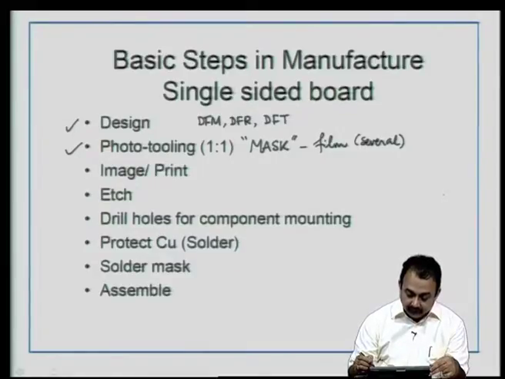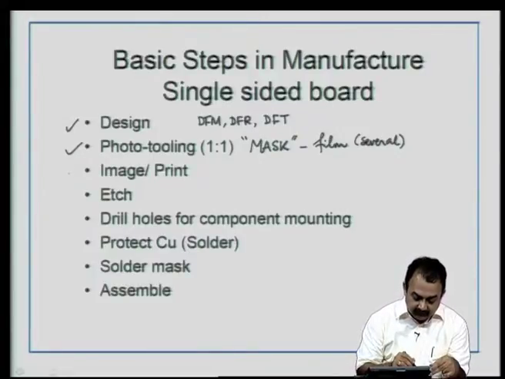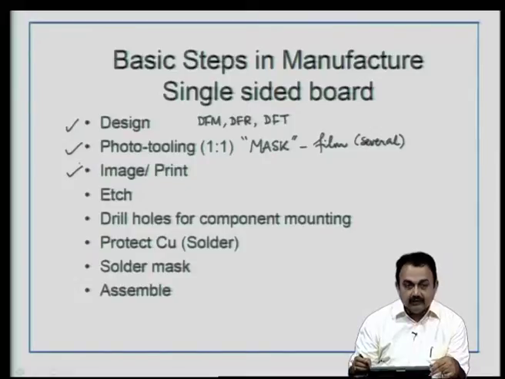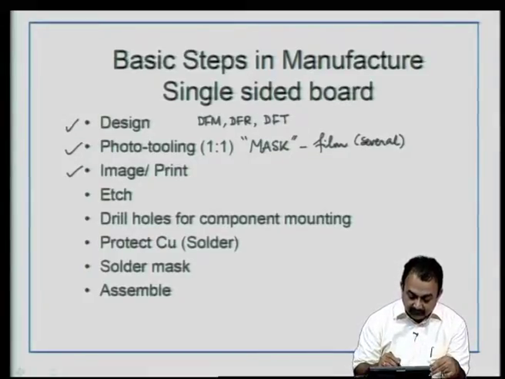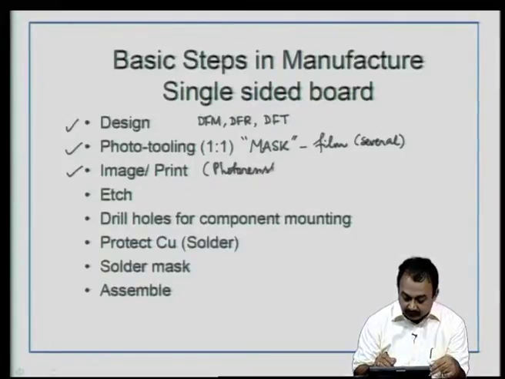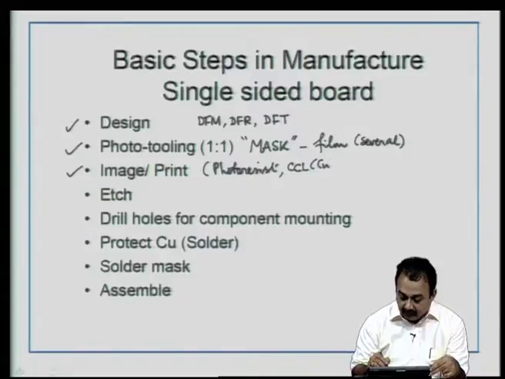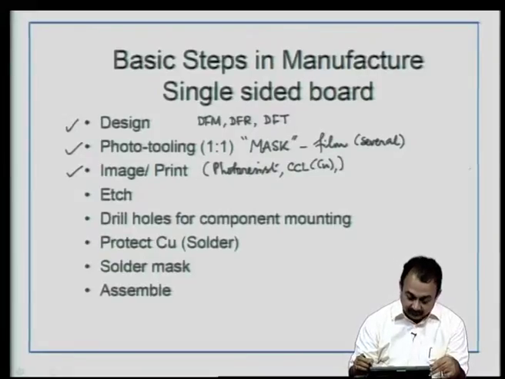Now, the next step is to transfer this image onto the surface of a copper clad laminate. So, we go through a process called imaging or printing. So, here we are going to use materials like a photoresist. Obviously, the copper clad laminate will be there, where you have the copper on the surface, and then we are going to use other chemicals and materials to make sure that the image is transferred onto the copper surface.